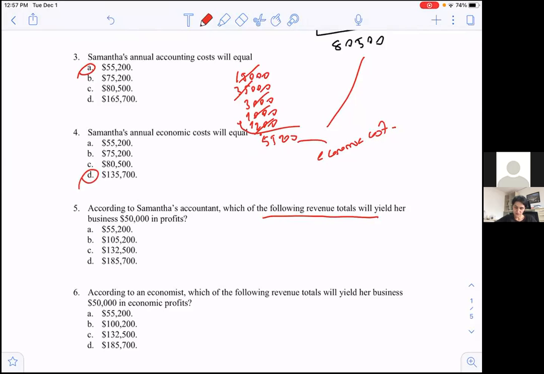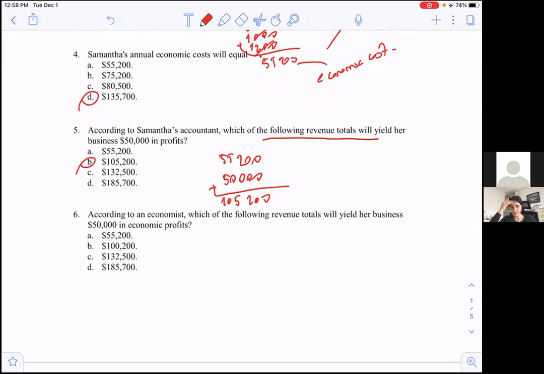Okay, so you are going to consider the accounting cost. So accounting cost was 55,200 plus 50,000 is this. Okay, if Samantha has revenue of this much, then she can obtain $50,000 accounting profit.